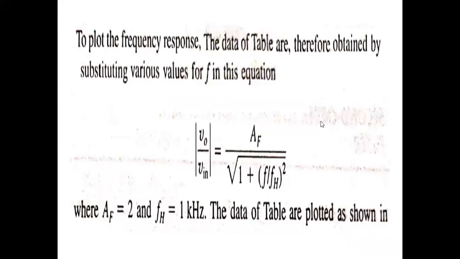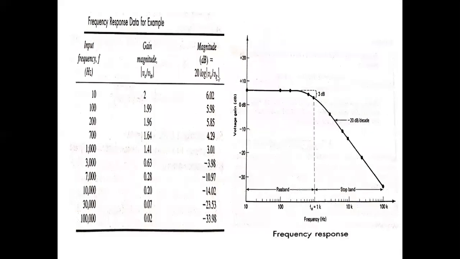And now after this, plot the frequency response using the data table. It can be obtained using the magnitude relation, AF divided by the square root of 1 plus f divided by fh, whole square, where AF is the passband gain, which is equal to 2, and fh is 1 kilohertz, as given in the problem. The data tables are plotted as shown in the figure.